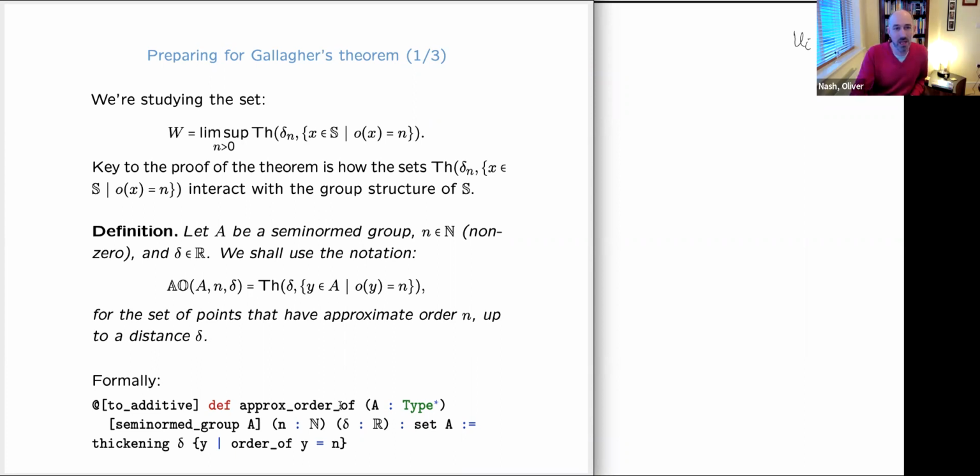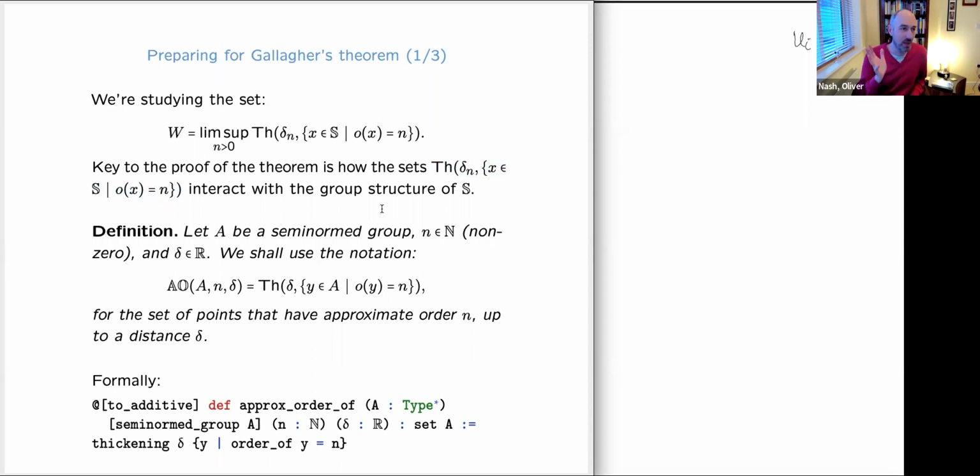We've already recast it as a limsup of a thickening relative to your input data, which is just a sequence of the points of finite order on the circle. So this is the set which we're going to study. And there's just one final piece we need to know, and that's these sets, the thickenings of the finite order points.